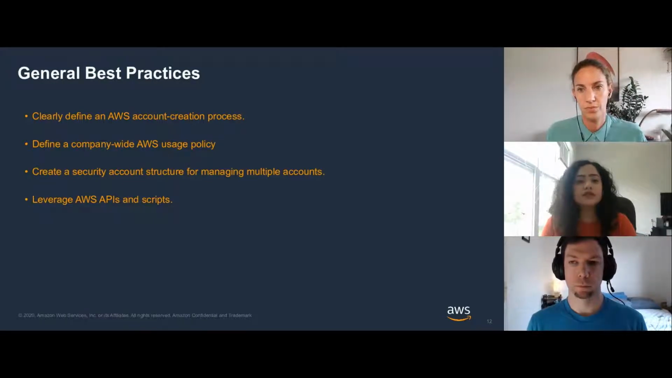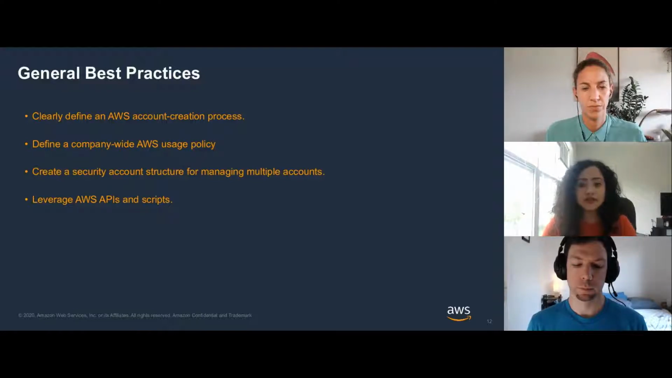Then the third one is creating a security account structure for managing multiple accounts. Creating a security relationship between accounts really makes it easier for an organization to assess the security of AWS-based deployments. And you can centralize the security monitoring and management. You can manage identity and access across different services and components, and provide auditing and compliance services with these monitoring services that you're having.